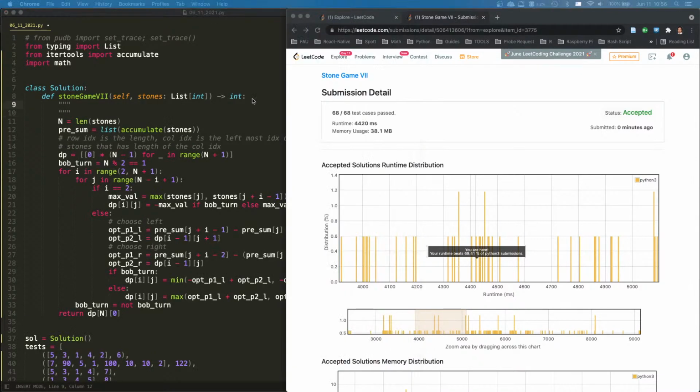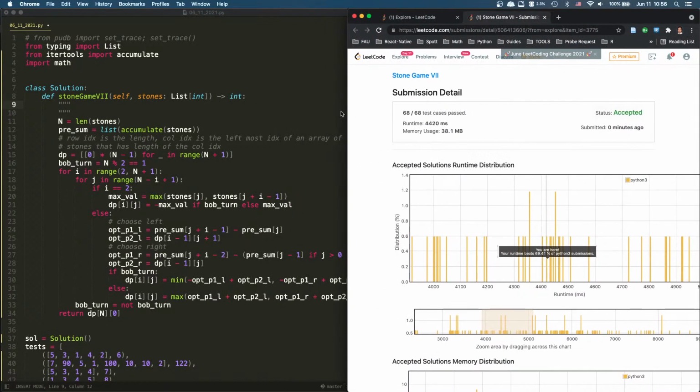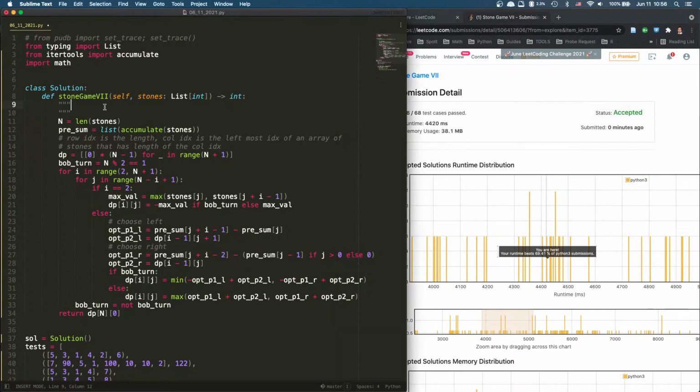So what we're at is 4,420 milliseconds. Jeez. And that's actually scored a 69% ranking. I think this is a hard question. So it's not simple. At least for me, it's not simple. But this is still DP, right?